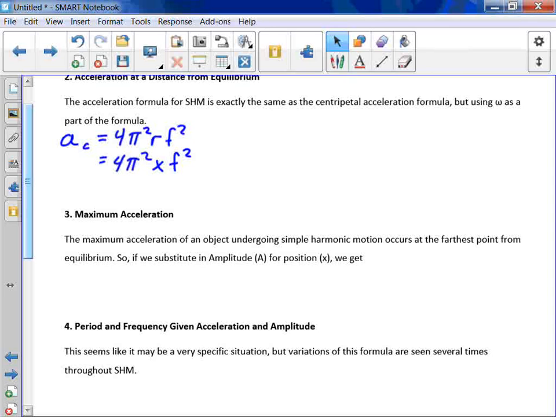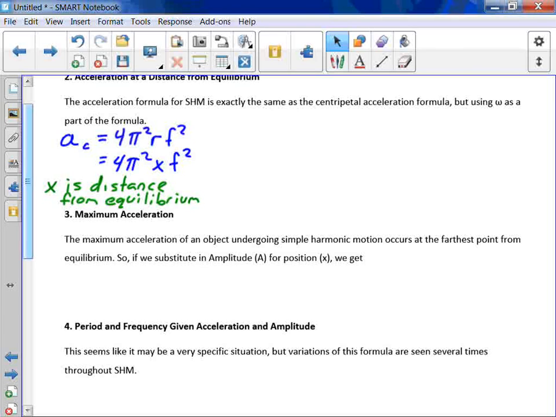So I'll just make a note. That's right, the distance from the projection from the circle moving. So it's just the distance from the equilibrium point, the middle of the circle.